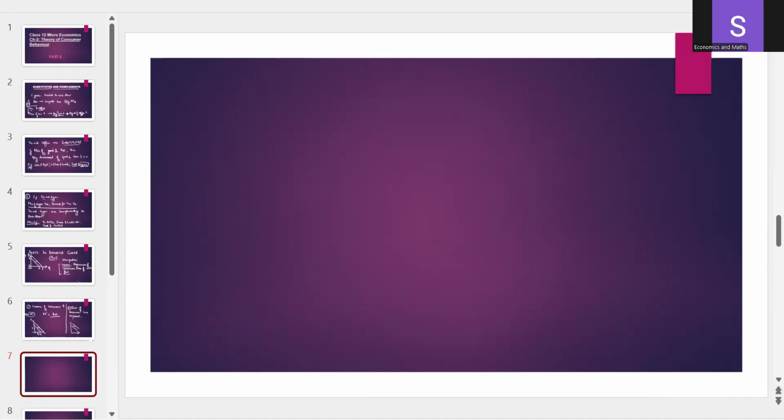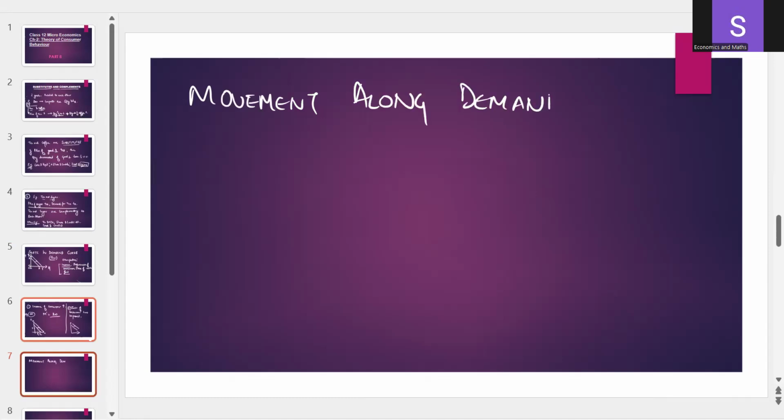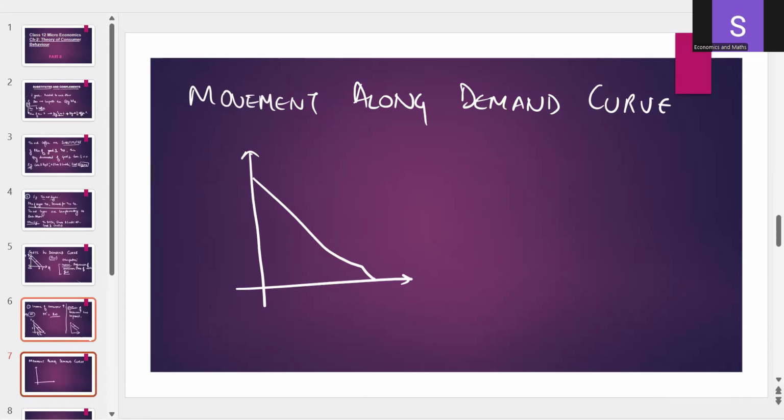Similarly, that was an example of a shift in the demand curve. Okay. Now, similarly, we have the movement along the demand curve also. So it's a fairly simple idea. Movement along the demand curve happens when there's a change in the price of that good.